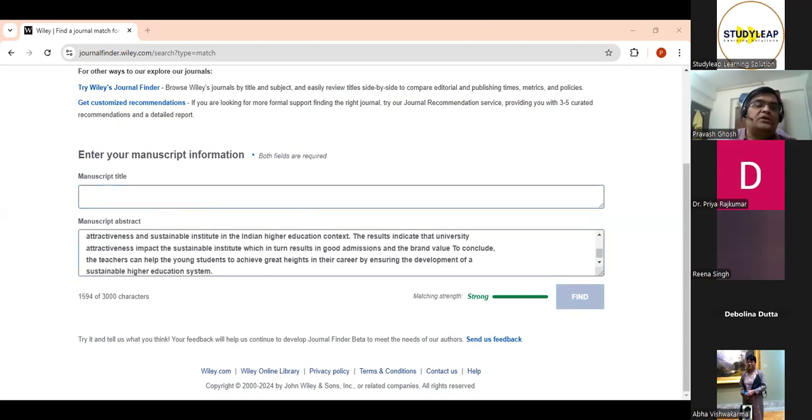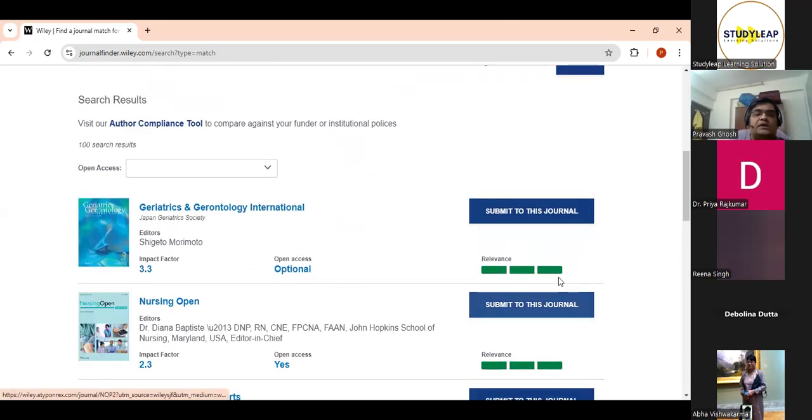What I am doing is taking this from my published Scopus paper and pasting it here, right? Okay. Now let us click find. I hope it will work. Yes, it has worked.